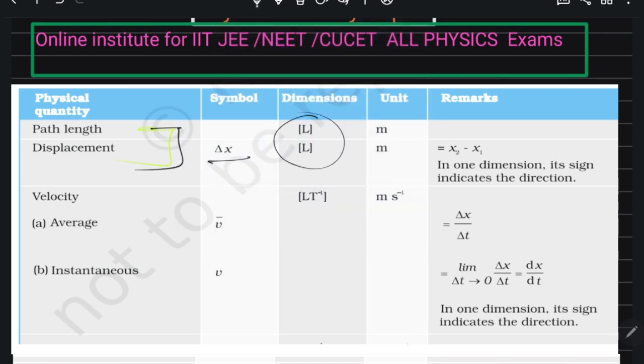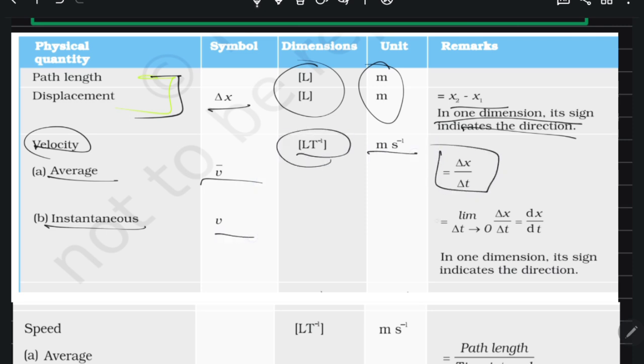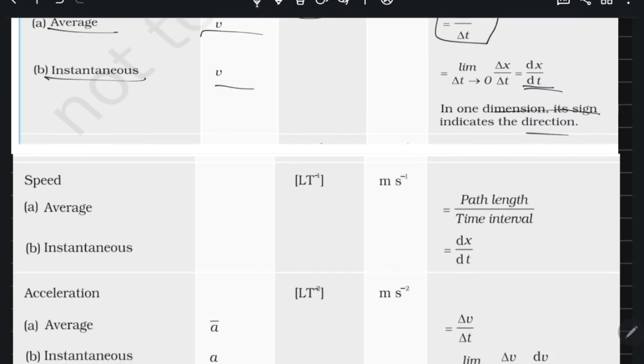Right? They both have a dimension of length and their unit is meter. And we can divide x2 minus x1. In one dimension, its sign indicates the direction. Velocity is average or instantaneous. Instantaneous velocity has dimension LT inverse, that is meter per second. So that is dx by dt, limit delta t tends to 0, delta x by delta t, dx by dt. In one dimension, its sign indicates the direction.